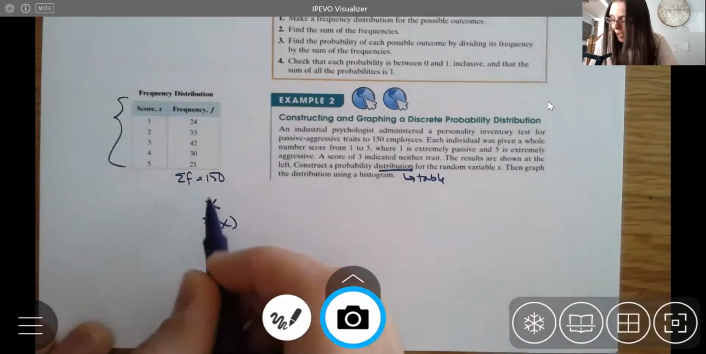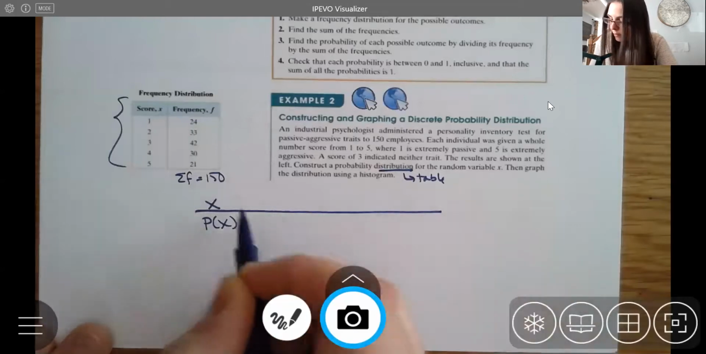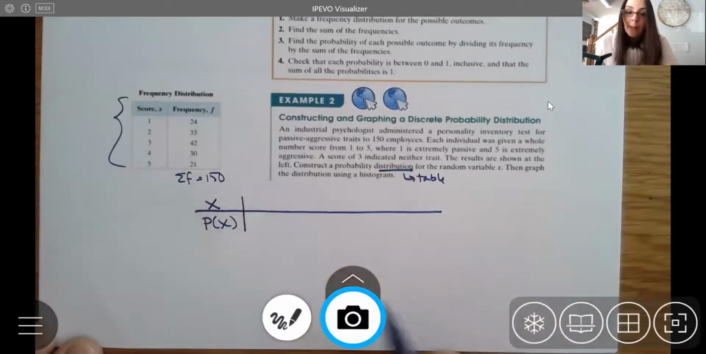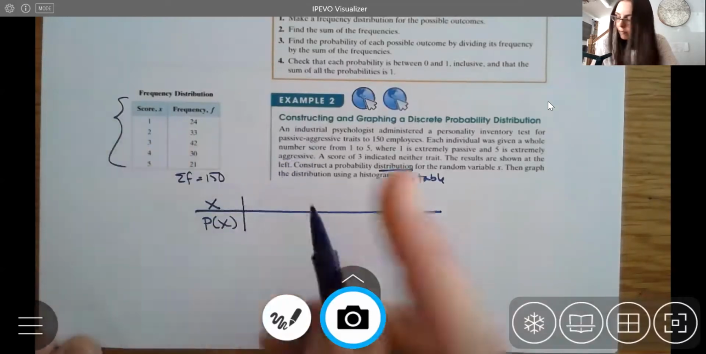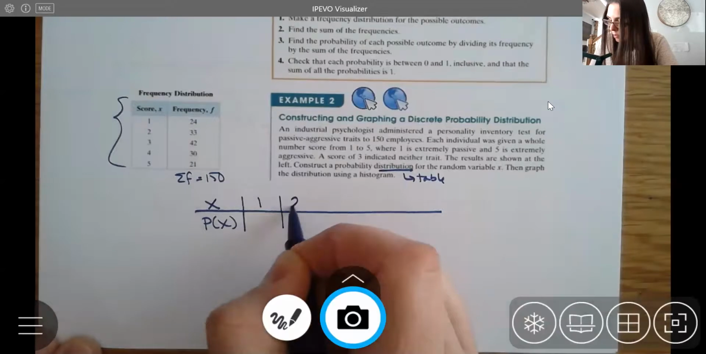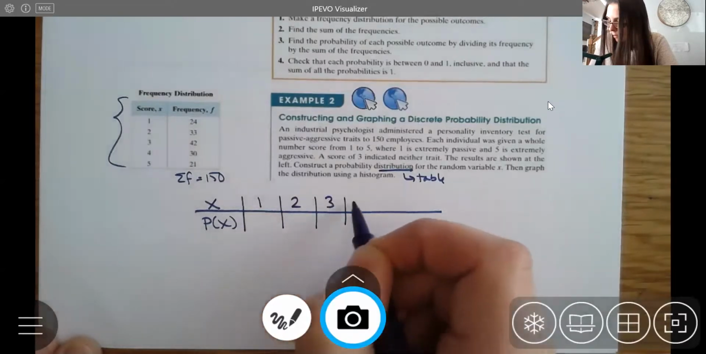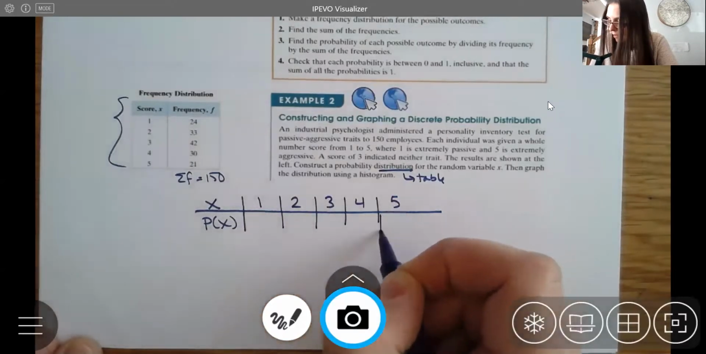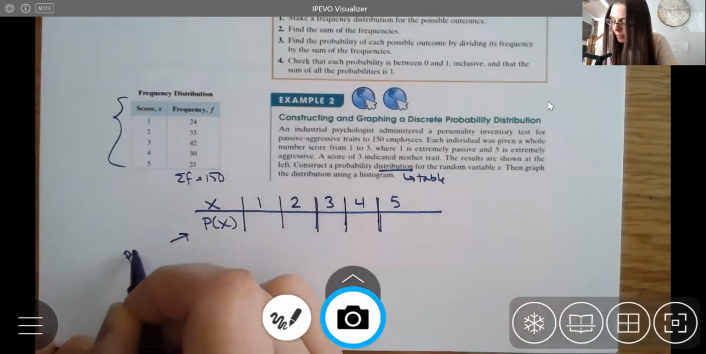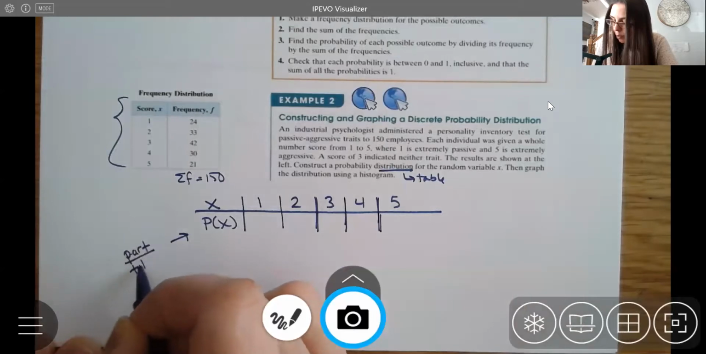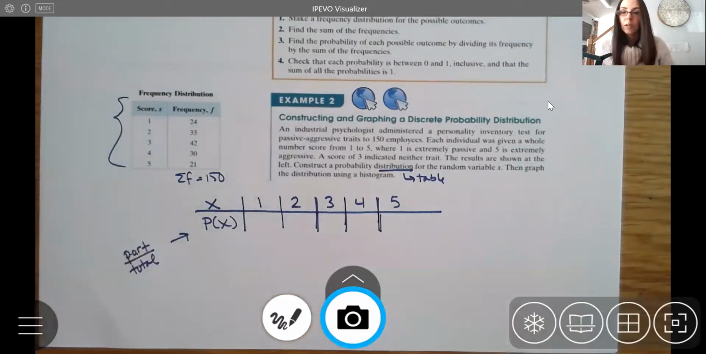And what you do is you need to have your x value and then your probability. So here our x values are 1 through 5. So 1, 2, 3, 4, and 5. And then how do you find probabilities? Well, probability is still just that idea of part over total. So just like before, when you would do a relative frequency table or a relative frequency histogram, you take that part over the total frequency. We're doing the same thing here.